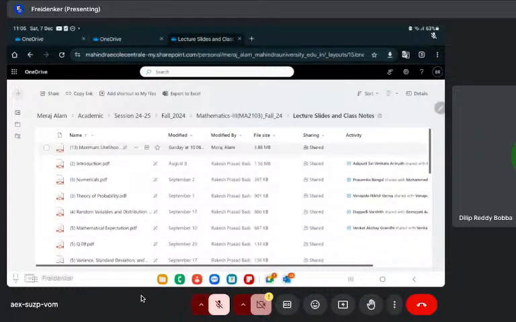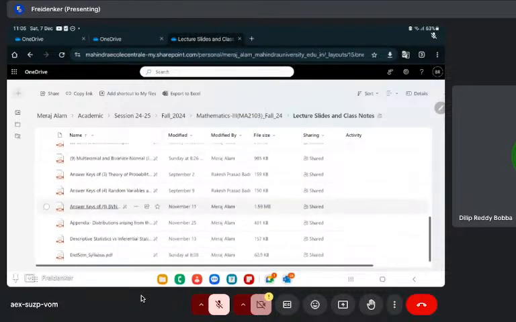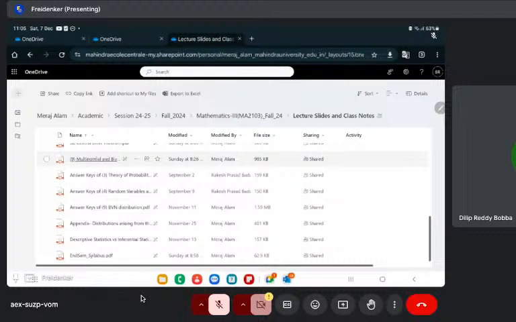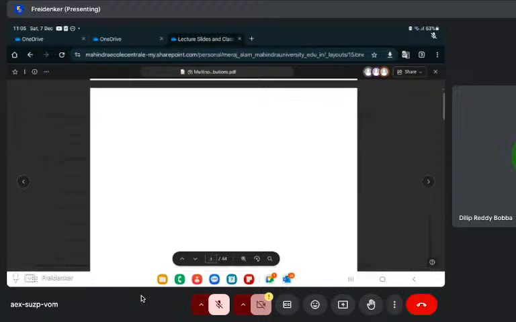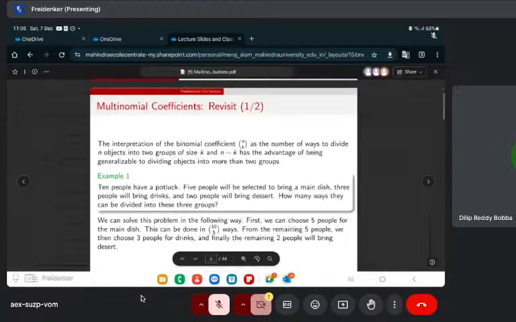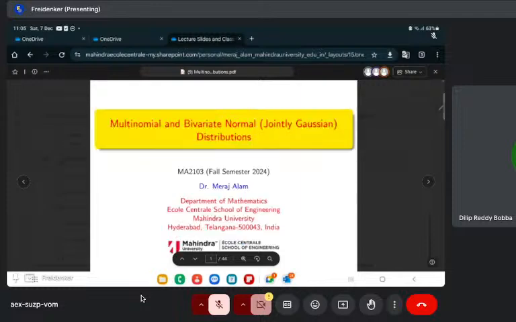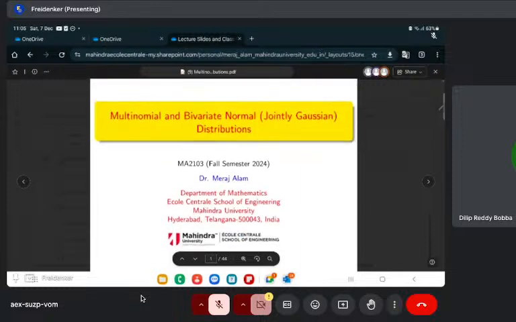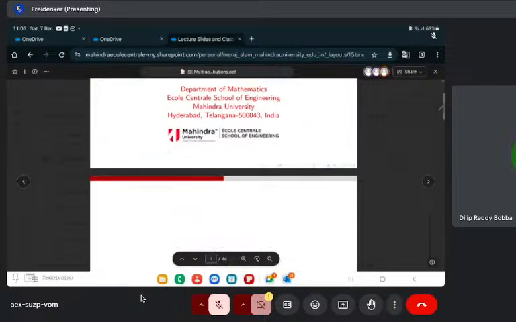We wanted to do that first, but the thing is, we will be using the function of random variable concepts in this slide. So that's why we skipped this and went ahead with the 10th PDF. Okay. So there are just two distributions, multinomial and bivariate normal, or else you can call it jointly Gaussian. Okay, we'll see what it is.